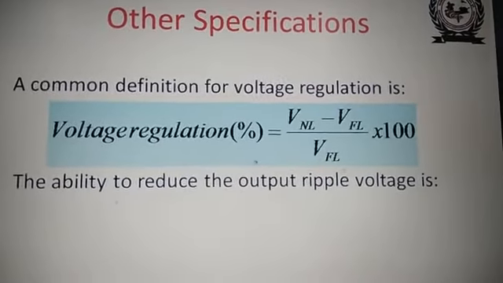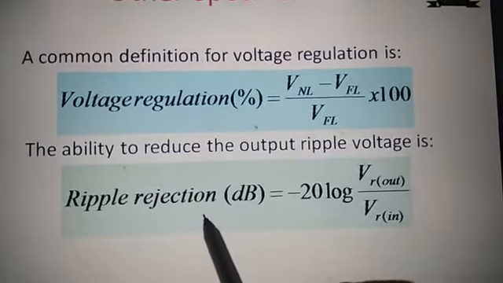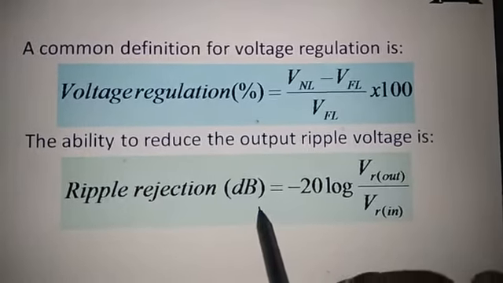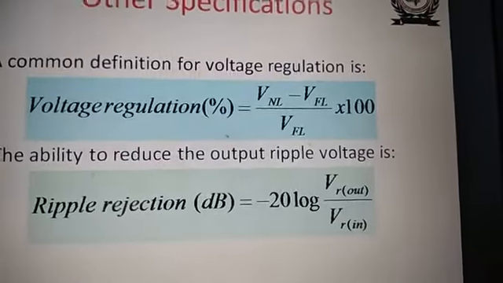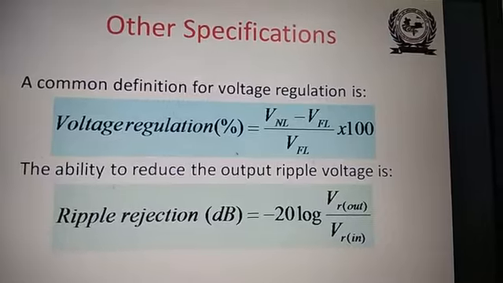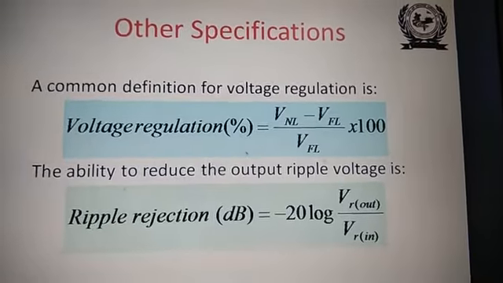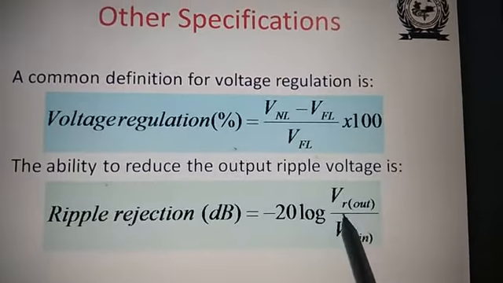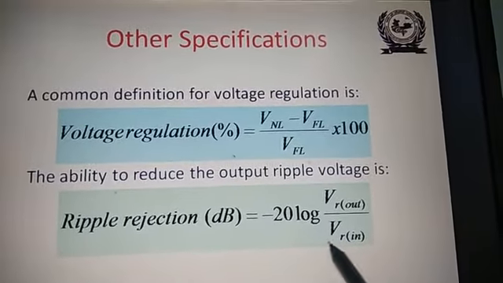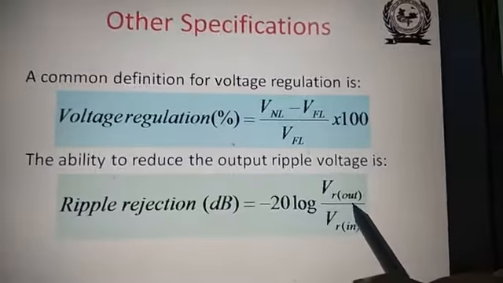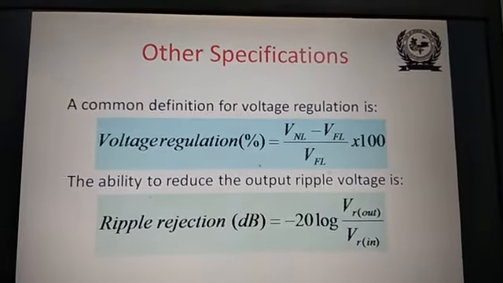The ability to reduce the output ripple voltage is another specification, the ripple rejection, which is in terms of decibels. Ripple rejection means removing the AC part, the ripple part, of the output voltage. This is equal to minus 20 log of V ripple at the output upon V ripple at the input. That is the ripple rejection in decibels.